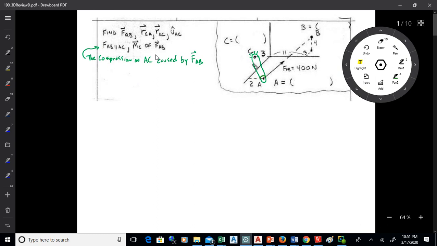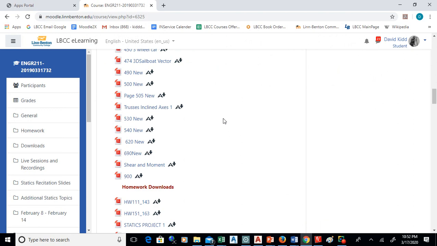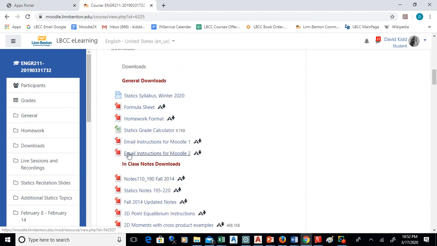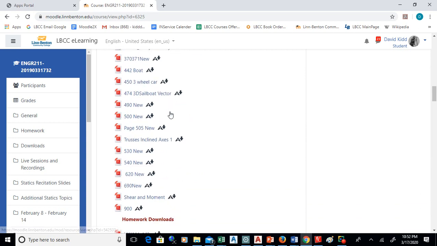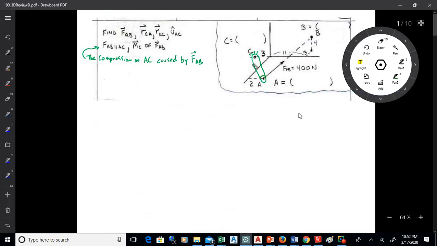All right, here's a 3D review problem. It's on page 900 of your packet, I think. There's a blank copy. There's also a full copy or a worked out copy in Moodle. It's just called 900 because it's page 900. So it's down here in the in-class notes downloads, and that actually has the problem worked out on it if you want to have a look at that. This is just a review of 3D because that could be on the final.